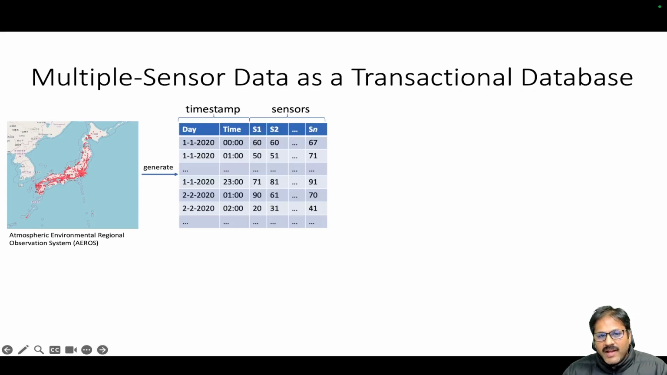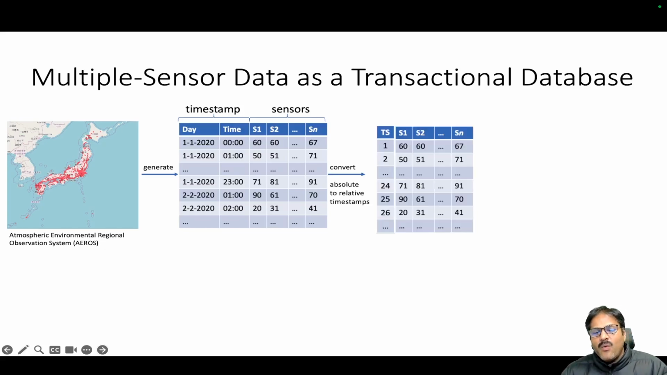This network, at every hour, has collected the PM 2.5 values. So this is the timestamp. Every day at every hour, many sensors are collecting the hourly PM 2.5 values. This data, we first convert into relative timestamps. So you can see here we have taken the first one as 1 and then we made everything relative.